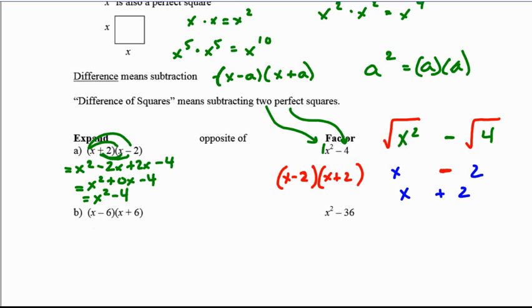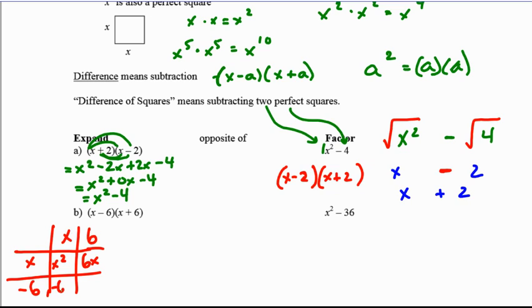Okay, so here we go with this one. Can we foil? Now, some of you guys like the grid, and we got away from doing that. So let's try doing the grid version. x minus 6 and x plus 6. So x times x is x squared. x times 6 is 6x. Negative 6 times x is negative 6x. And negative 6 times 6 is negative 36. Of course, when we combine these ones, they're going to cancel.